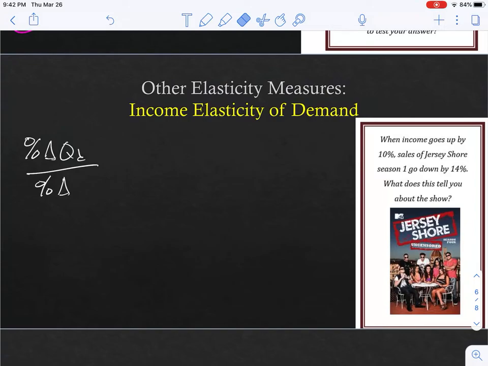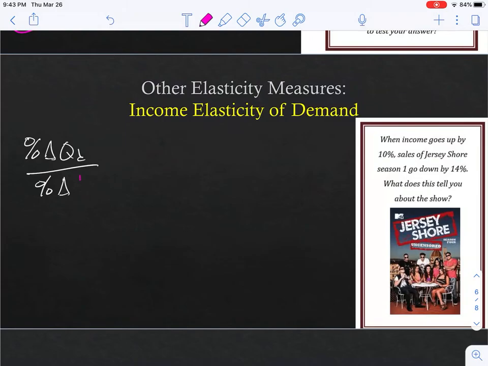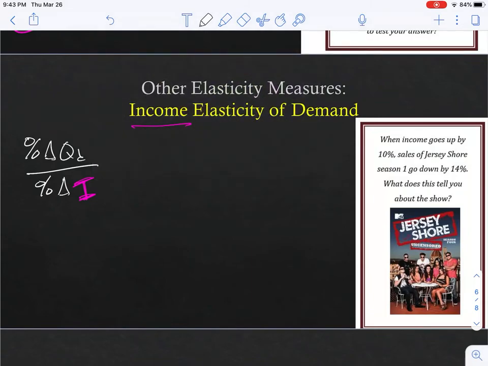So what are we going to change? Well, we're going to take out the word price, and we're going to put in I for income. I like that pink, it really stood out on this black chalkboard, didn't it? So basically I want to take out the P, because I got rid of price elasticity of demand, and now I have income elasticity of demand. So I want to know, how does the quantity of the goods sold vary with income? It works basically the same way.